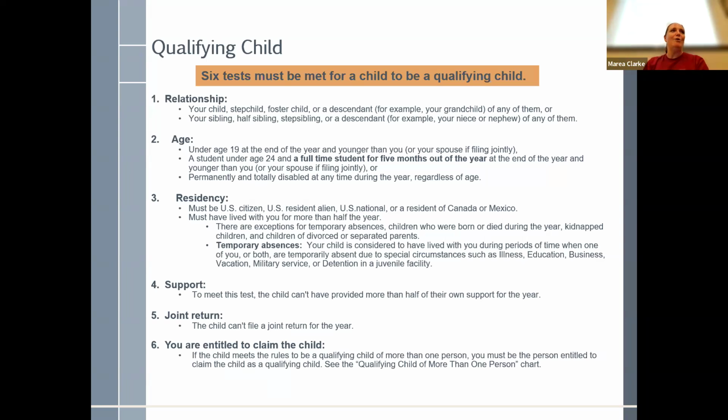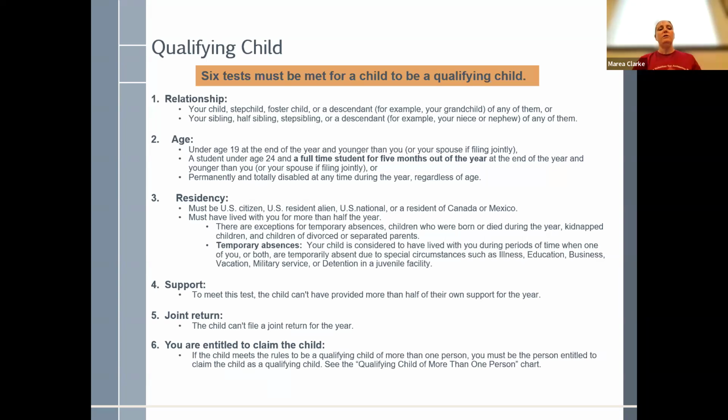Because if they file on their own and their parents try to claim them as a dependent, it's going to completely mess up their parents' tax return. It's going to get rejected. And so a little conversation up front is going to go a long way toward hopefully keeping everybody in the family happy. All right, the next criteria is support.